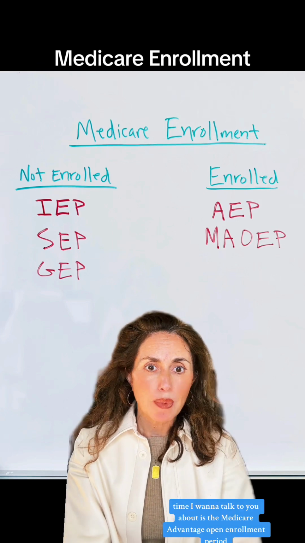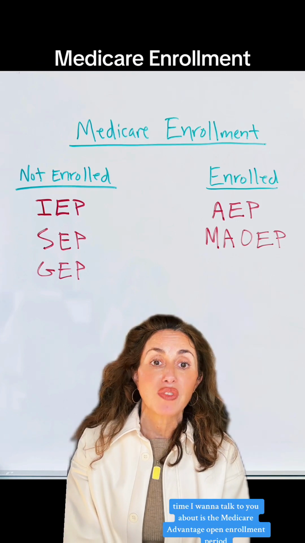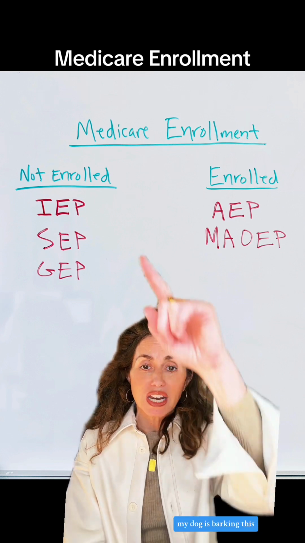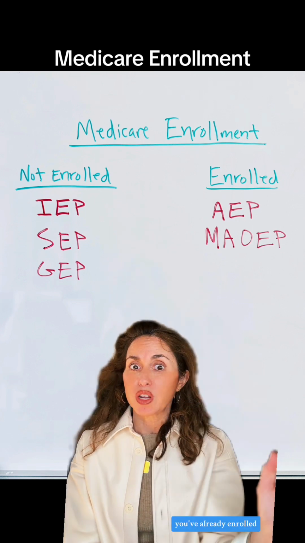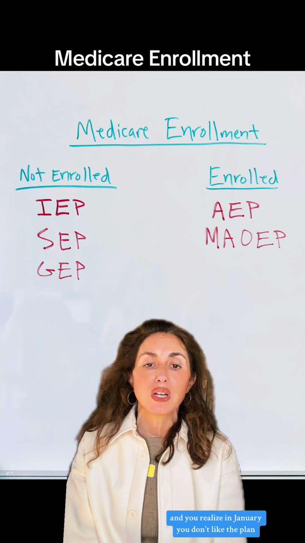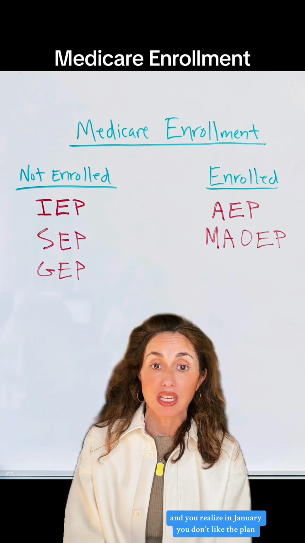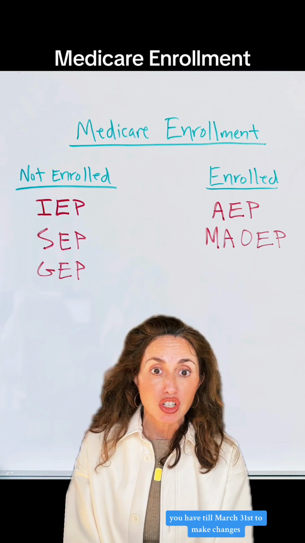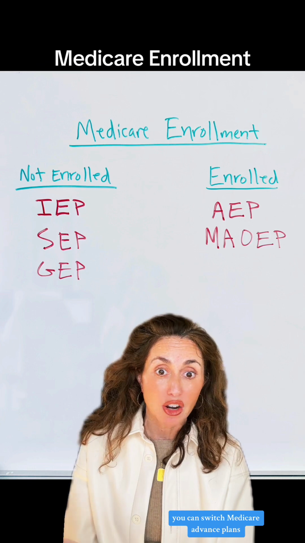The last period of time I want to talk to you about is the Medicare Advantage open enrollment period. Again, sorry, my dog is barking. This, you've already enrolled. You're in some sort of a Medicare Advantage plan, and you realize in January you don't like the plan. You have till March 31st to make changes. You can switch Medicare Advantage plans.